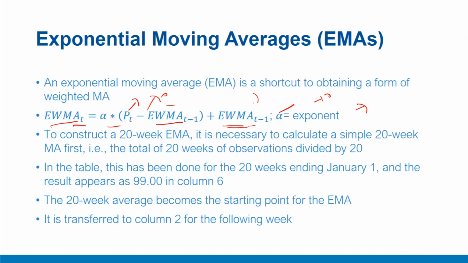However, if alpha is very large, tending to 1, then EWMA T minus 1 is cancelled and it becomes PT itself. So this will be cancelled because alpha is 1 and EWMA becomes PT itself. So all the weight is given to the latest price. This is a trade-off: how much weight you want to offer to the previous observation vis-a-vis the latest observation or latest information. Let's try to understand this concept with the help of a simple example now.